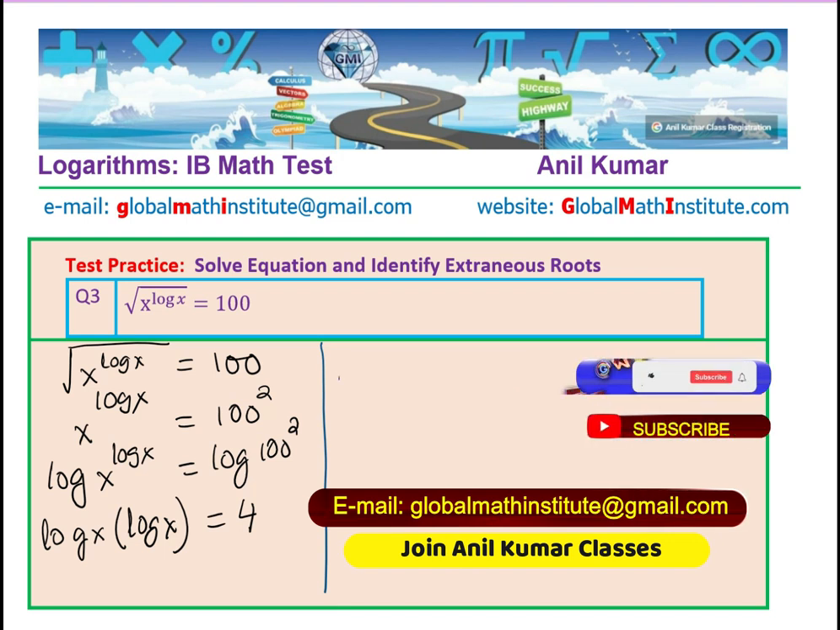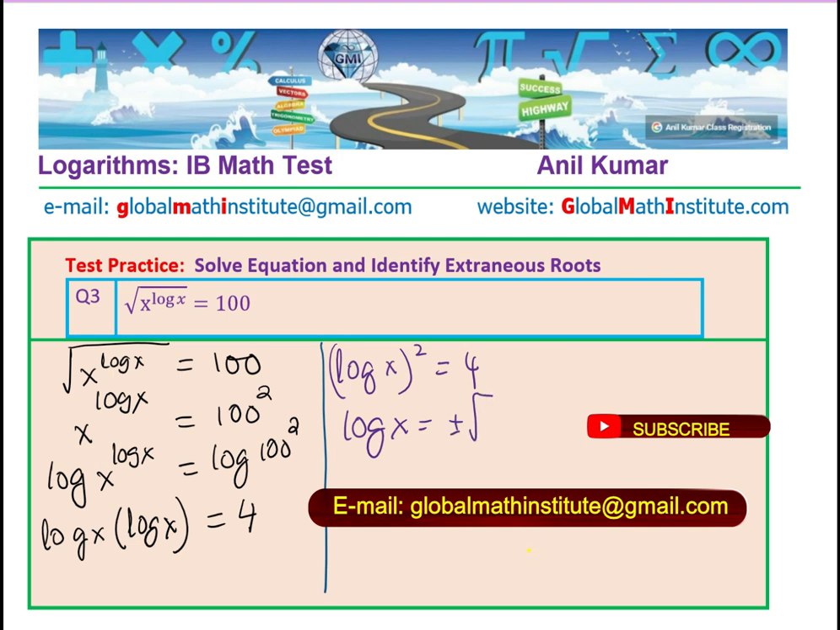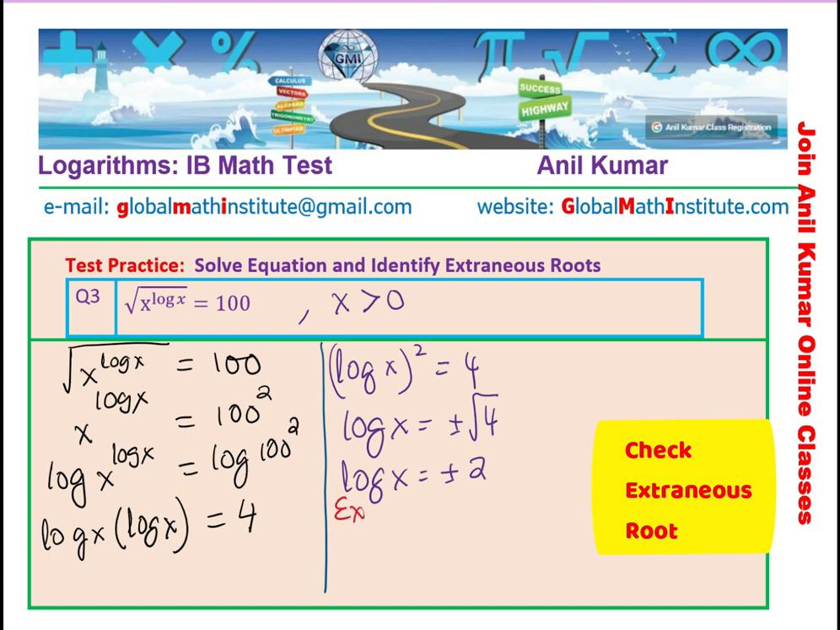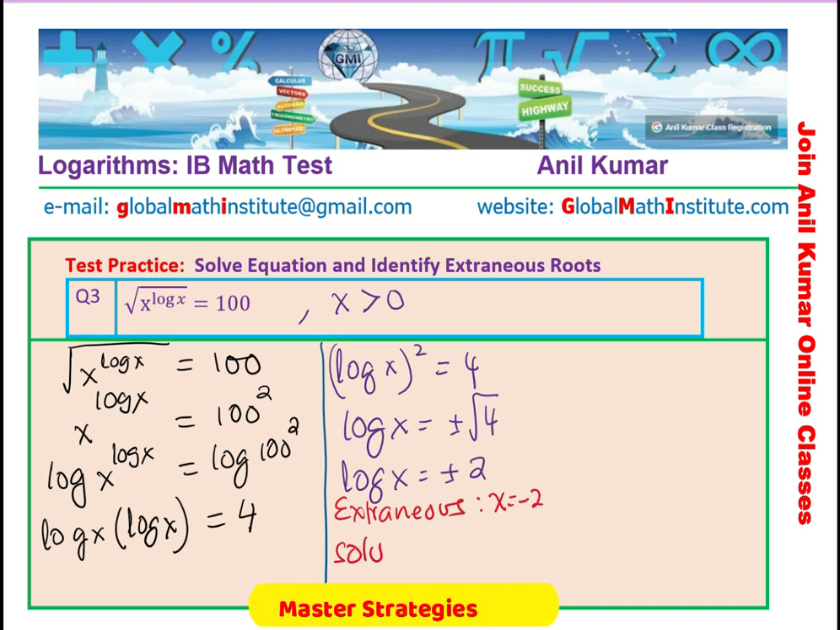Perfect. So we have log of x whole square equal to 4, and clearly log of x will be equal to plus and minus square root of 4, which gives you two answers, plus and minus 2. And clearly here we know x has to be greater than 0, right? So negative 2 is extraneous. So we can write extraneous root is x equals minus 2, and the solution is x equals plus 2.